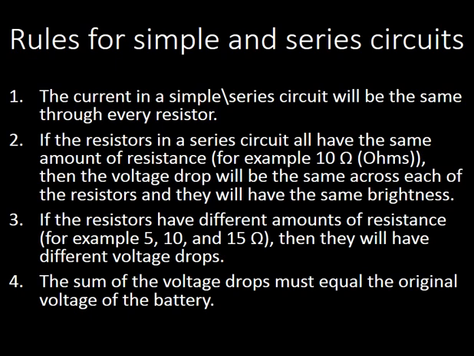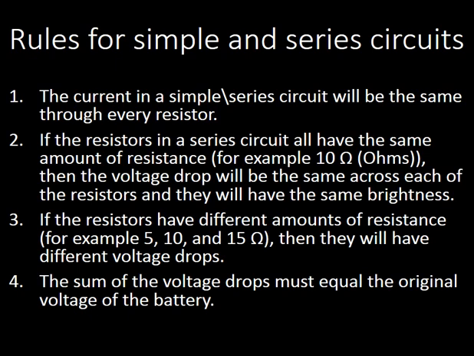Second rule says that if the resistors all have the same amount of resistance, so if all of them are the same type of light bulb, or they're all 10 ohm resistors, then the voltage drop is going to be the same across each of the resistors. And if we're looking at lamps, then all of those lamps would have the same brightness.